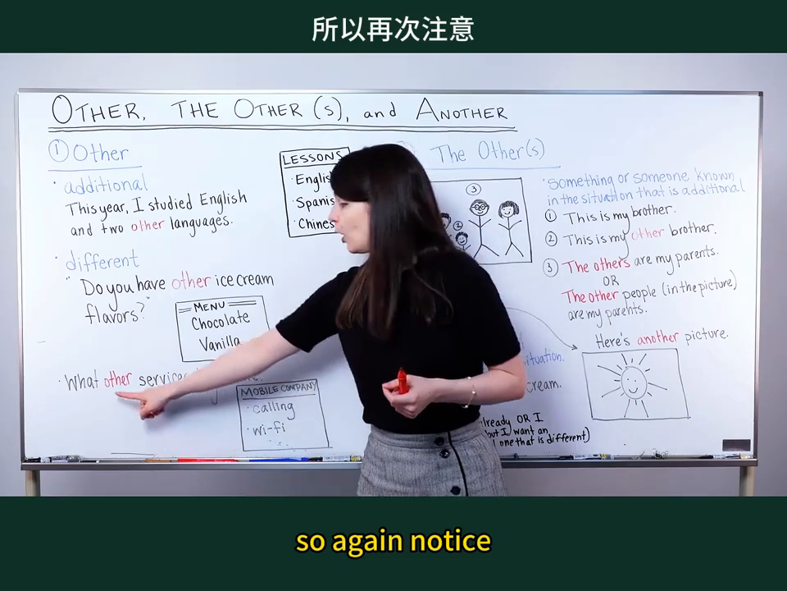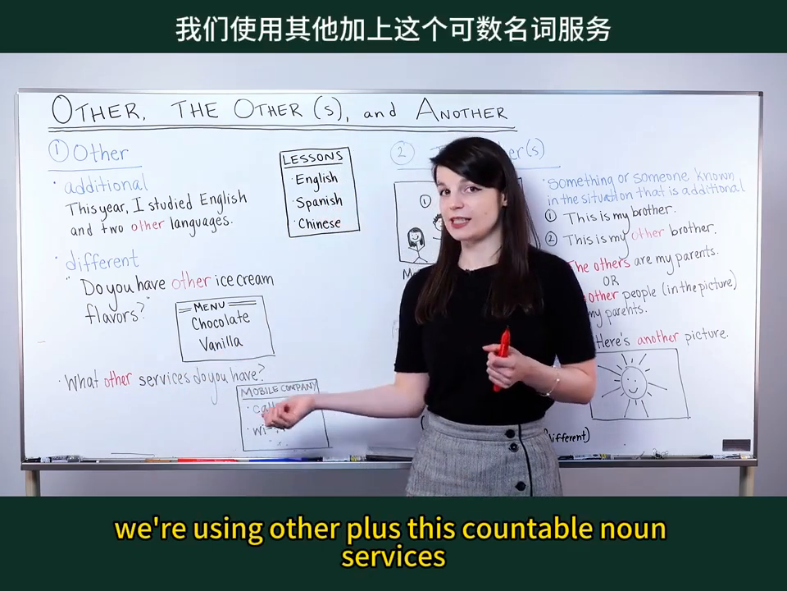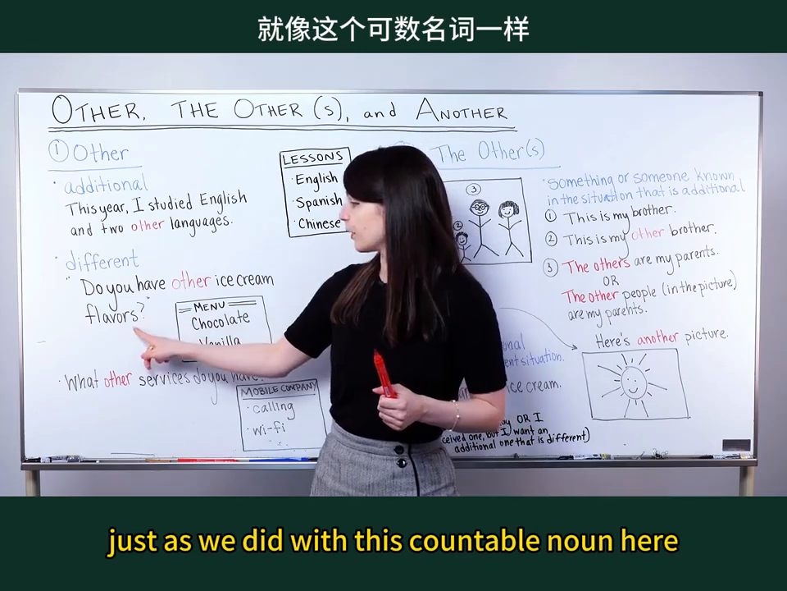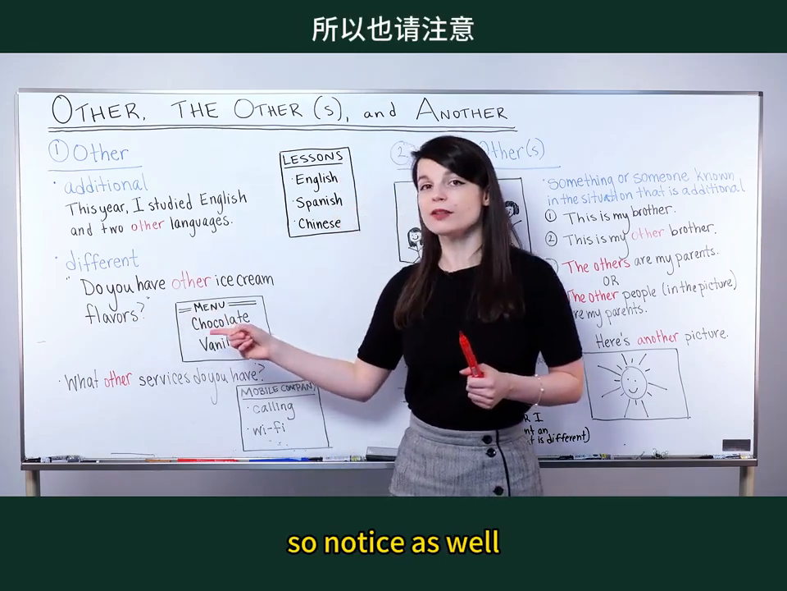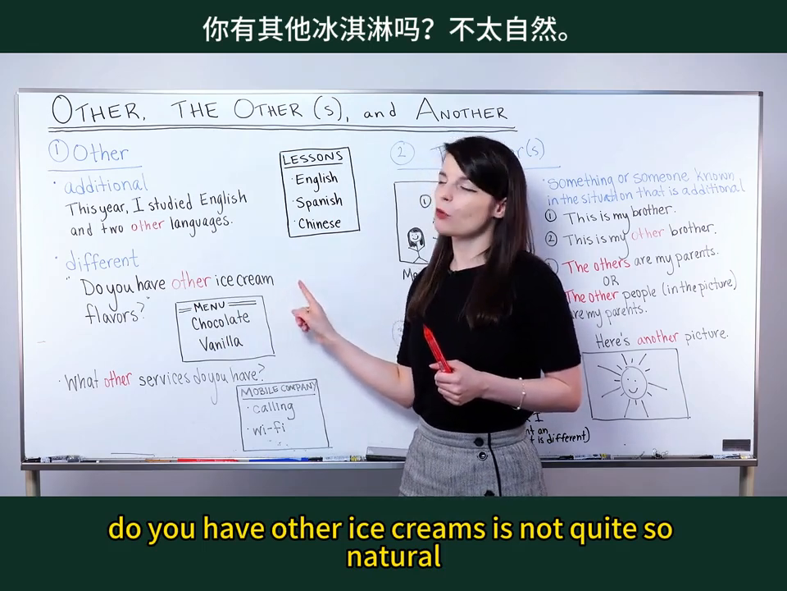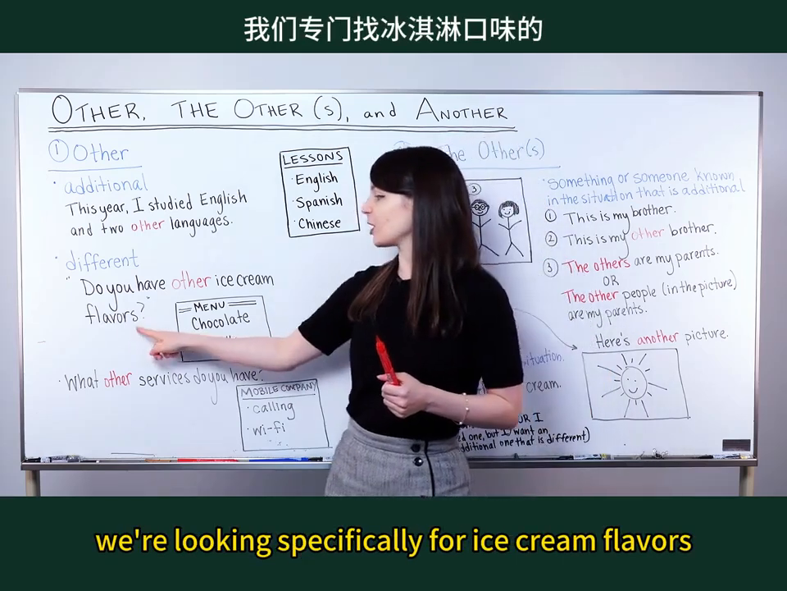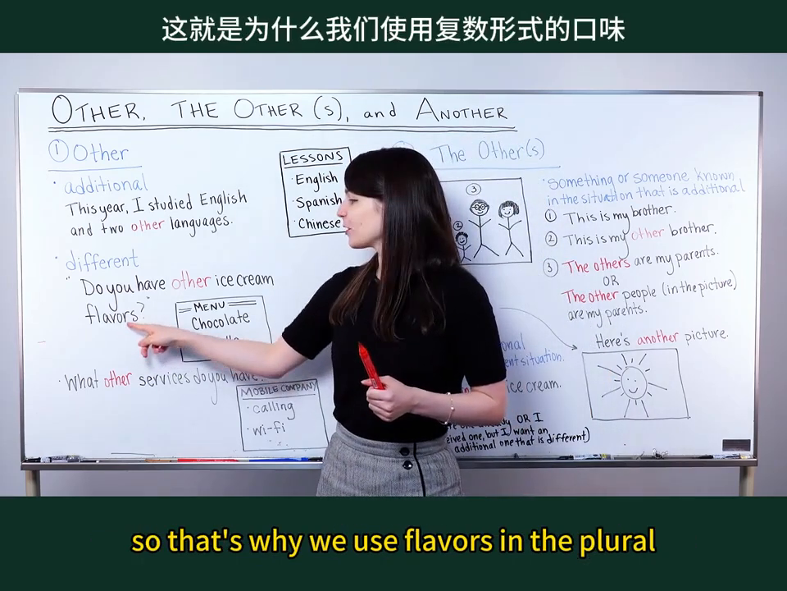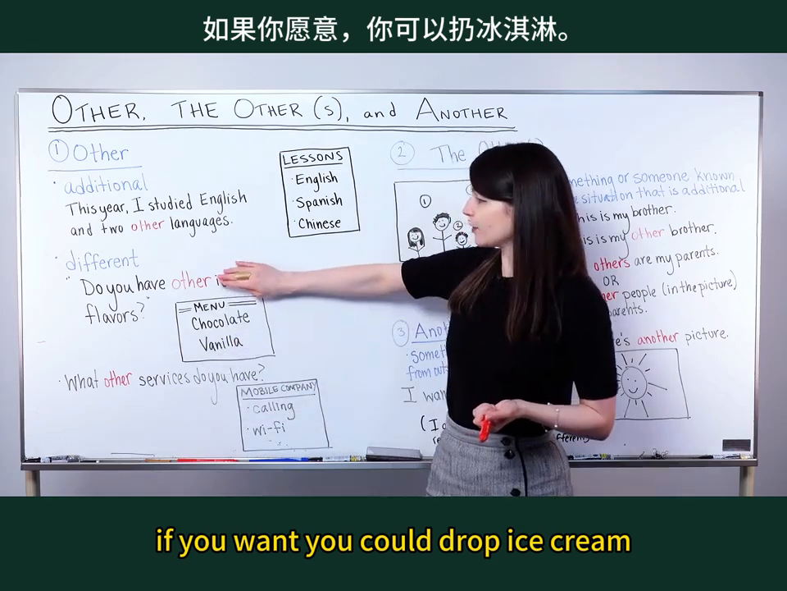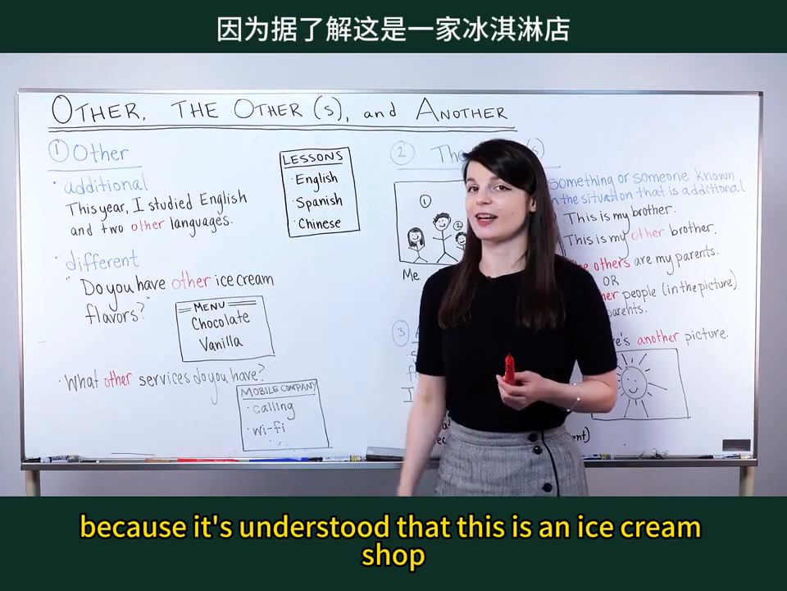Again, notice we're using other plus this countable noun, services, just as we did with this countable noun here. Notice as well, do you have other ice creams is not quite so natural. We would not say that. We're looking specifically for ice cream flavors, so that's why we use flavors in the plural. If you want, you could drop ice cream. Do you have other flavors? Because it's understood that this is an ice cream shop.